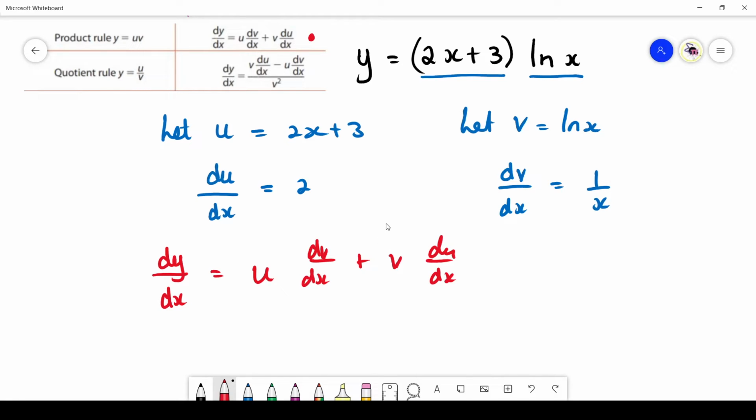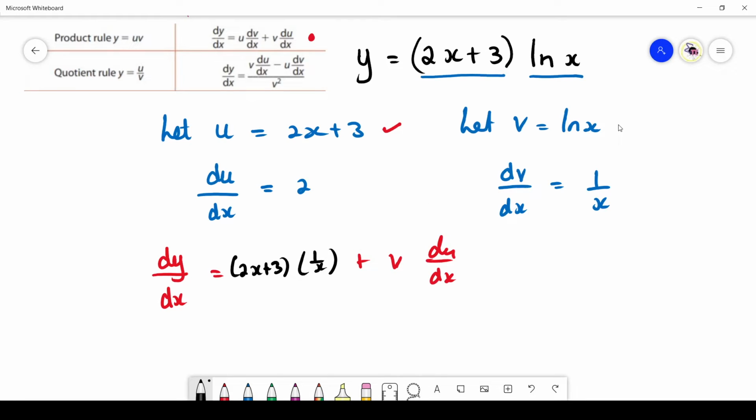All you have to do once you generate these 4 terms is simply substitute into your rule. U, according to the question, is simply 2x plus 3. So we will write that in here, 2x plus 3, and we will contain it in brackets because it does have more than one term. dv/dx is 1 on x, so let's replace it there. You can write it as over x, or you can simply choose to write down your 1 on x in brackets next to it.